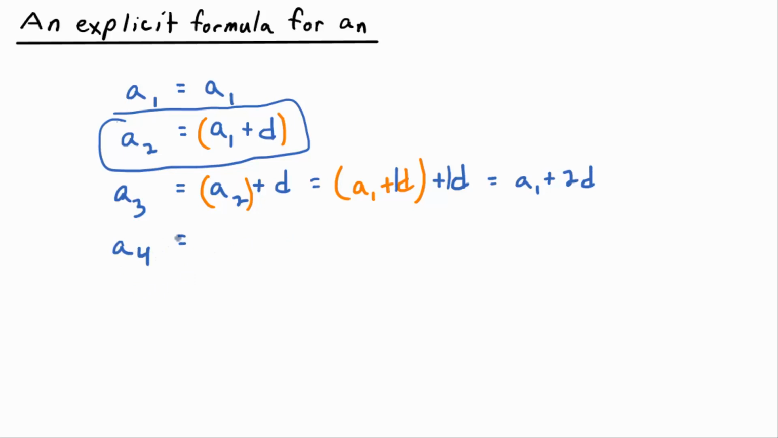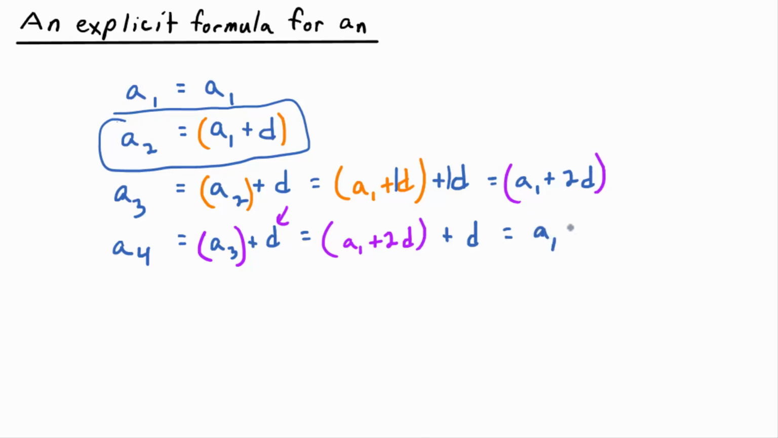Okay, a4, what would a4 be? a3 plus d, but wait, we know what a3 is in terms of a1 and d. So in for a3, what could I substitute? a1 plus 2d. So a3 would be a1 plus 2d, and then I still have this d out here, right? So drop the parentheses. They're not doing anything other than indicating the substitution I just made. And then add like terms. What do you have? a1 plus 3d. Can you predict what a5 would be without going through all this work? a1 plus 4d. Does everybody see where you got the 4 from?